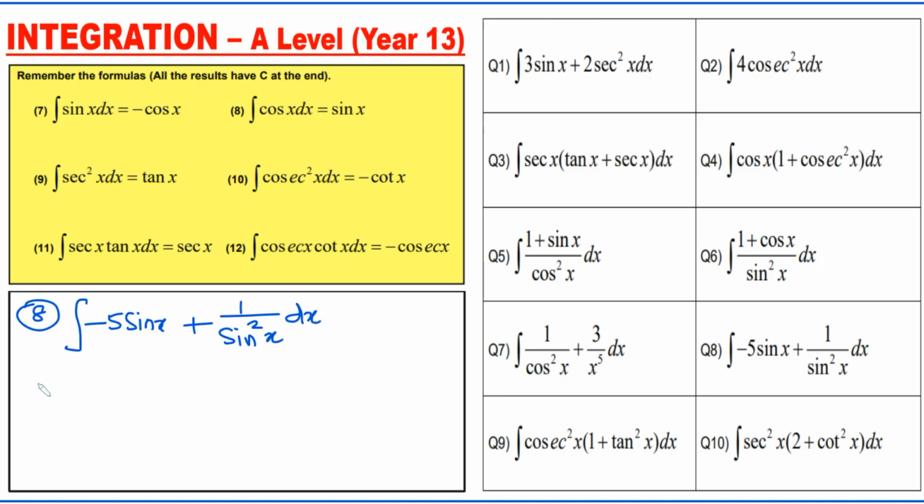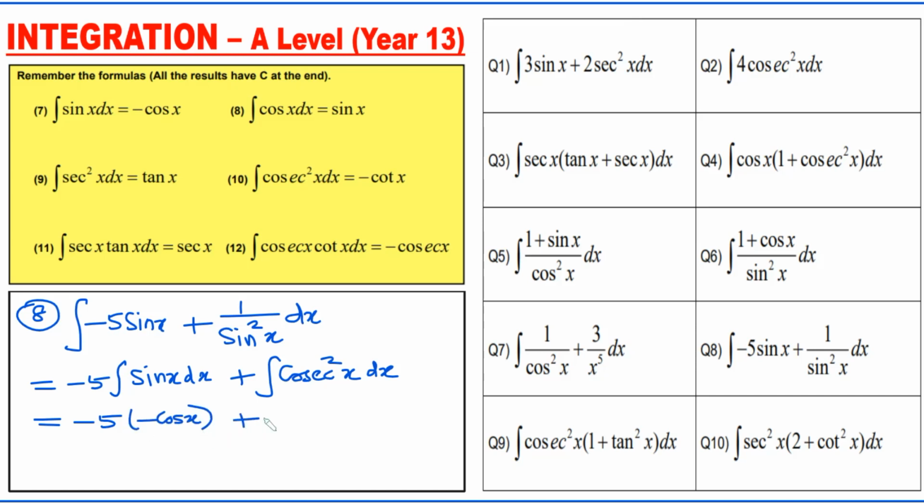Right? It's not that hard. So separate the constant out. Integrating sine x dx plus integrating 1 over sine squared, which is cosec squared x dx. Now you can apply the ready-made formula: minus 5, integrating sine x is minus cos x. So minus cos x plus cosec squared integration is minus cot x plus c.